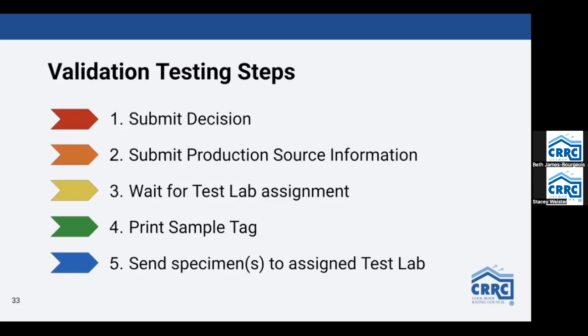The main steps you will complete for each product when it is due for validation testing are to submit your decision. If proceeding with testing, submit production source information, wait for test lab assignment, print your sample tag, and then send your specimen to the assigned test lab. Now I will go into further detail for each of these steps.